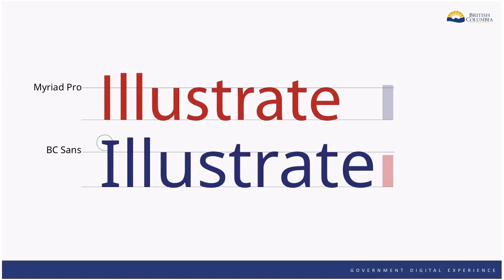So what we're looking at now is a comparison between Myriad Pro and BC Sans, and while the letter forms are very similar, you'll see the differences are quite distinct. The larger X height, as mentioned, is the height from the base of the letter to the top of the lowercase letter. It is taller in BC Sans, which makes it a little more readable, especially at small sizes.